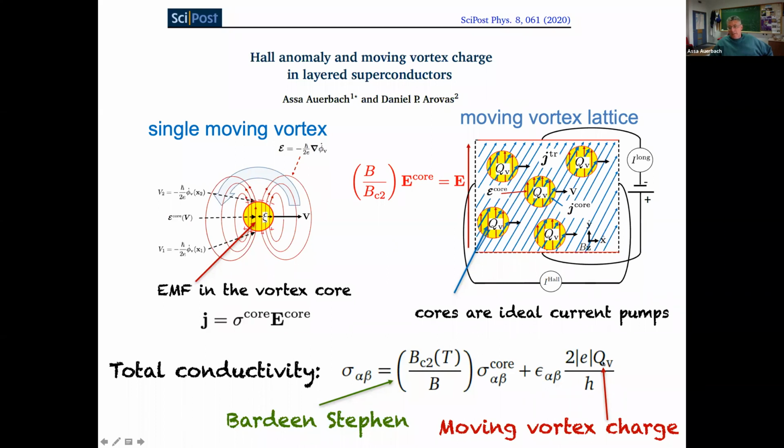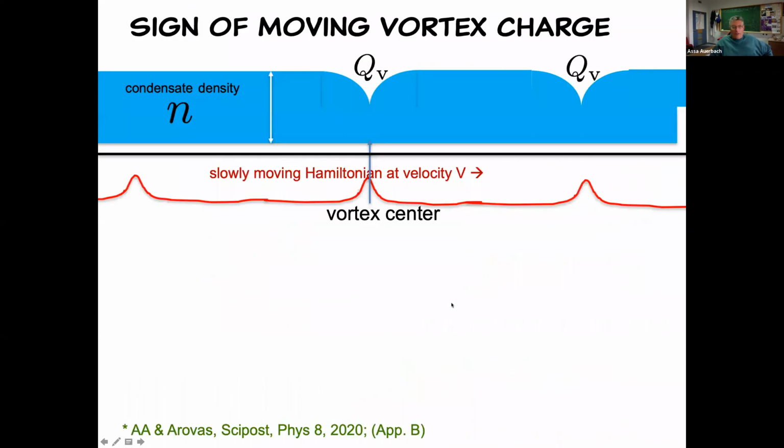Now the question is, what is the value of this QV? We'll discuss it soon. But if you assume there is some charge attached to the vortex, obviously it can only contribute to the Hall current because the vortices move perpendicular to E. Now the question is, what is the size of QV? And this is a source of argument in the literature. The vortices are moving, fine, but how much charge are they dragging with them?